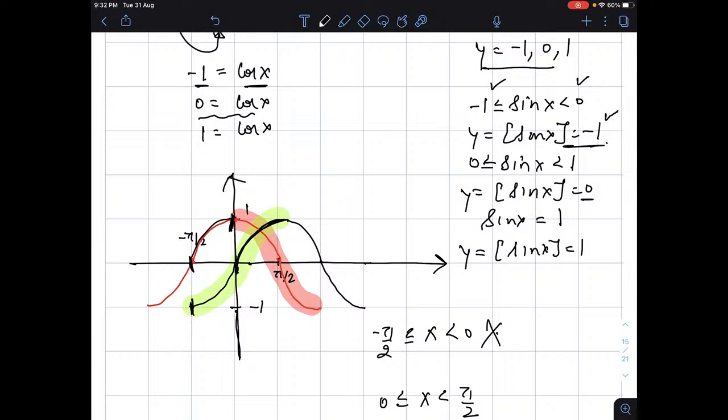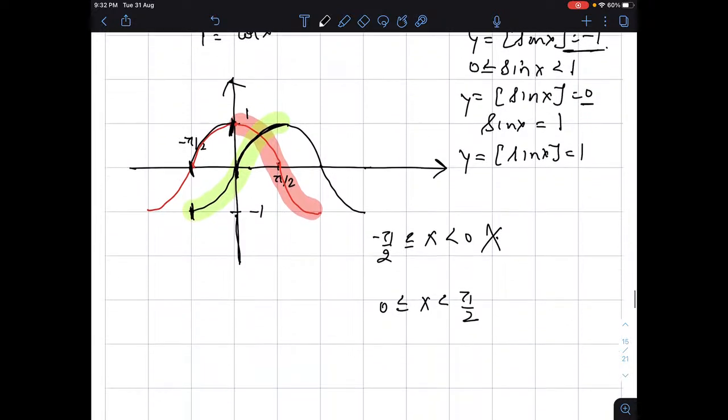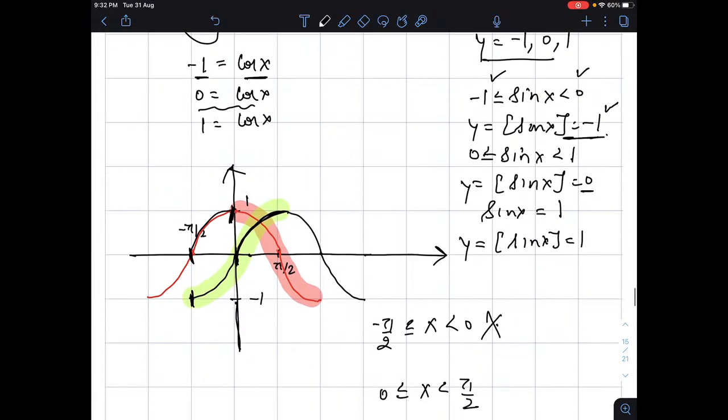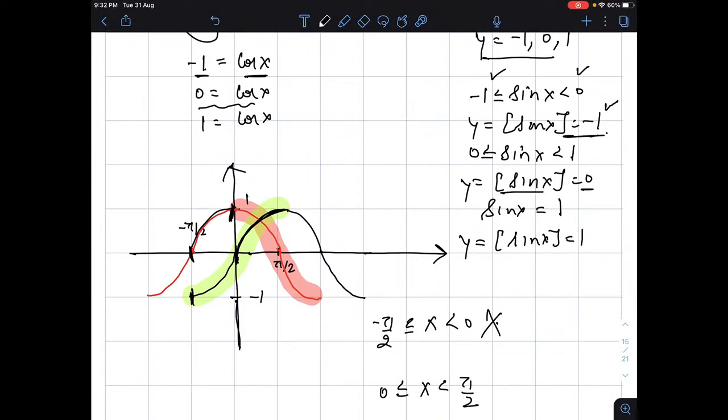Great. So if we are talking about x lying between 0 and π/2, the greatest integer function of sin x will be becoming 0 over here. But the cos x value will be becoming what? The value of cos x is coming from 1 to 0. So that is also not at all a part of our solution.